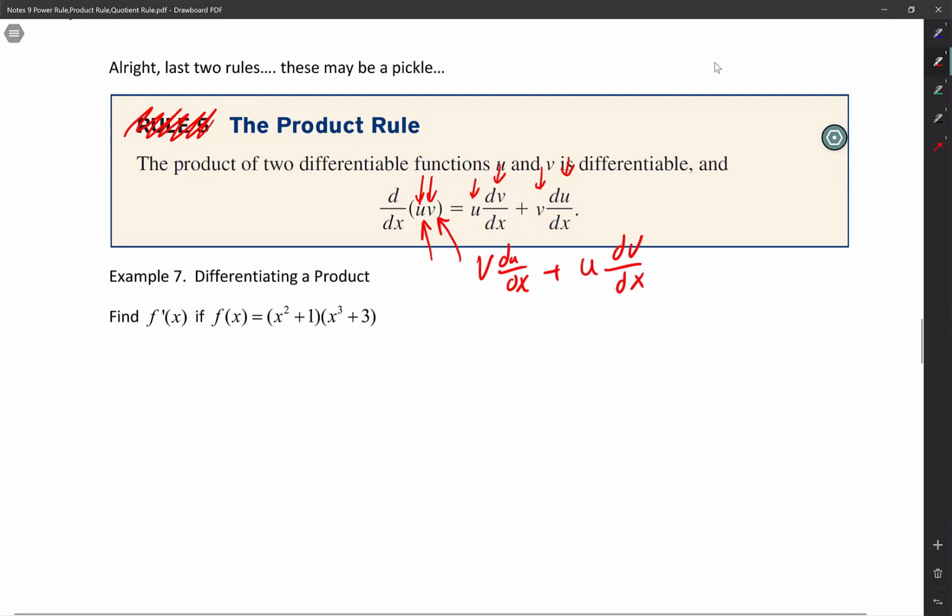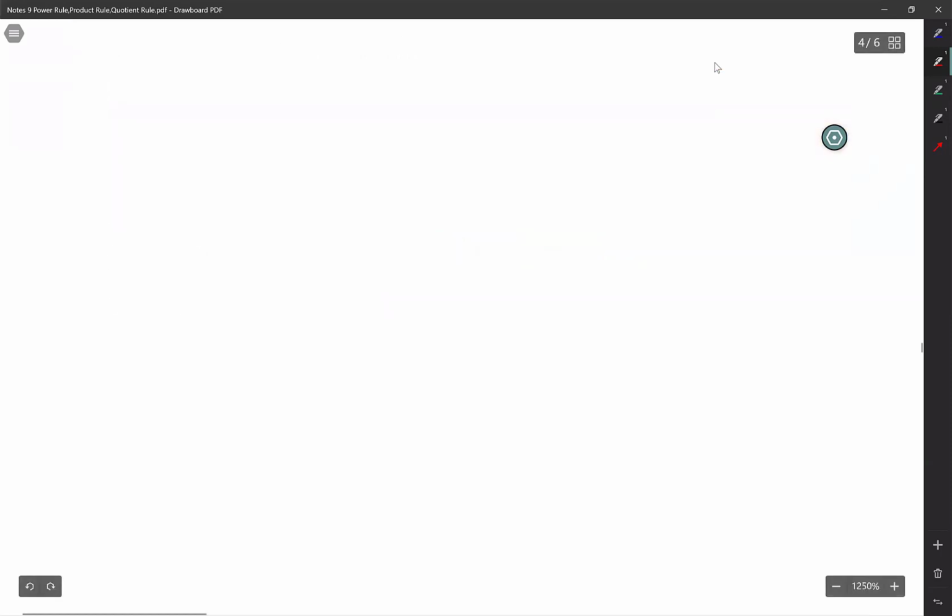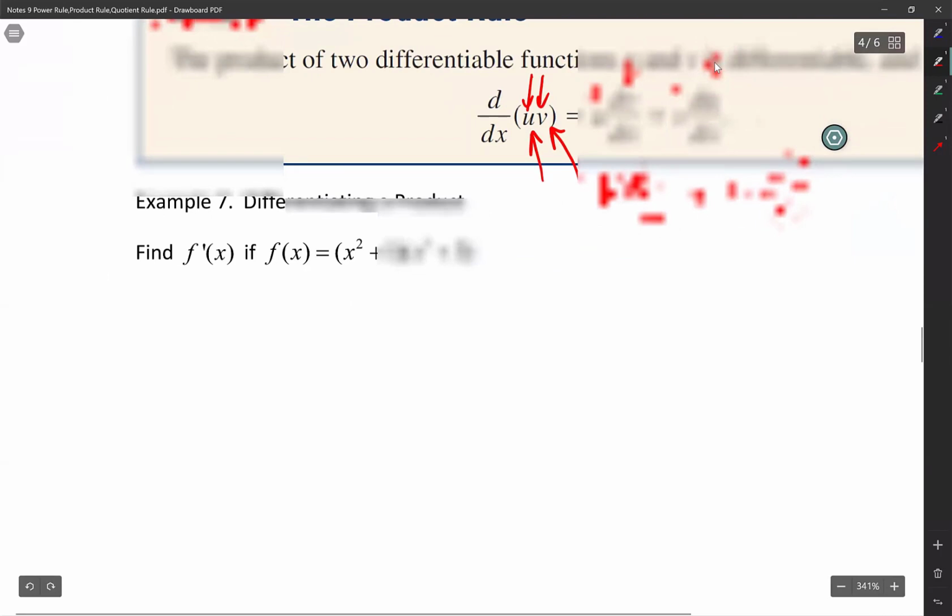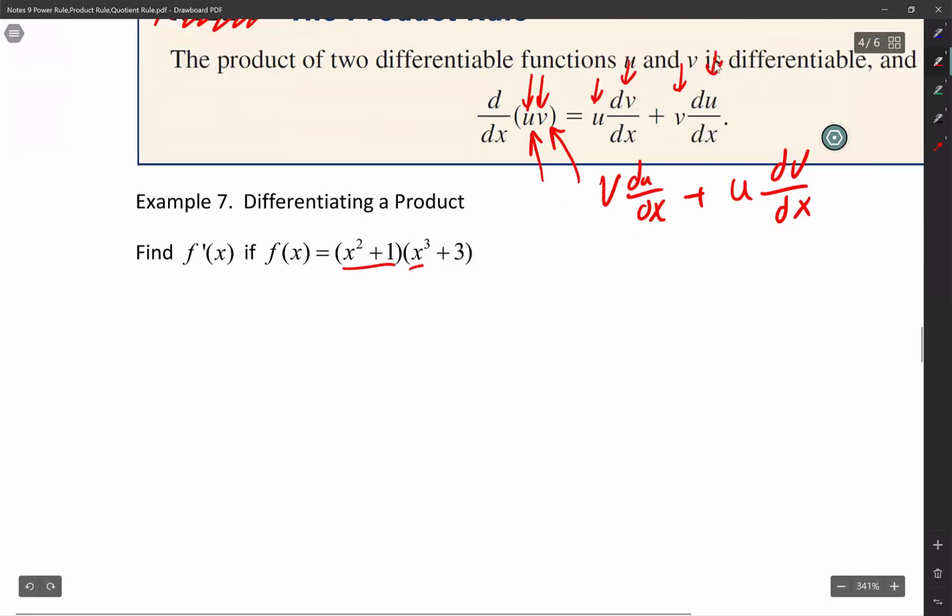For the quotient rule, minus. All right, here we go. Before I take the derivative, guys, because I have a product, let's do the derivative the way we know: first find an expression as a polynomial and then take the derivative. So let's multiply this out.